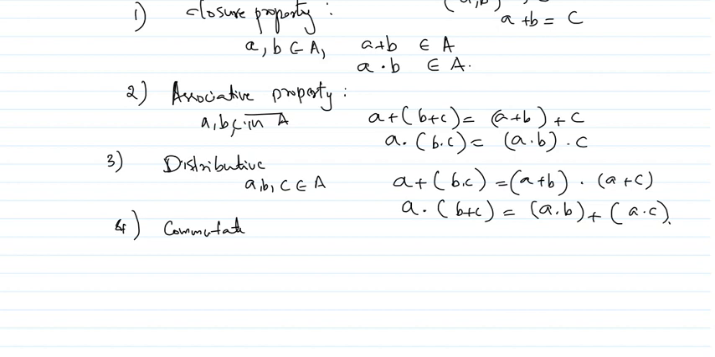Commutative property. The commutative property for addition is A plus B is equal to B plus A, and for multiplication is A dot B is equal to B dot A. So it is known as the commutative property. Next one, identity.